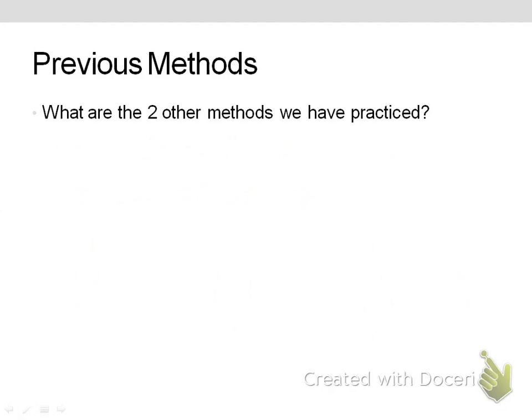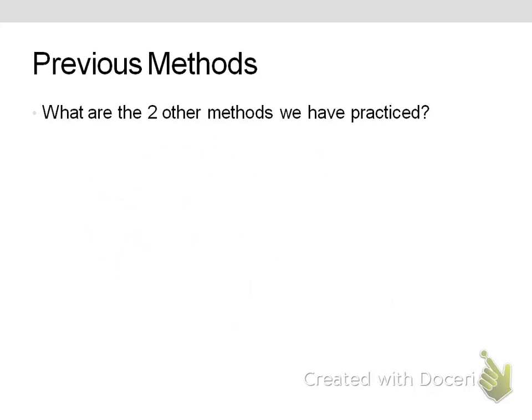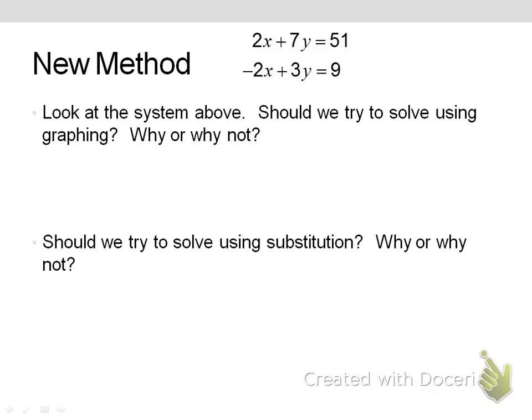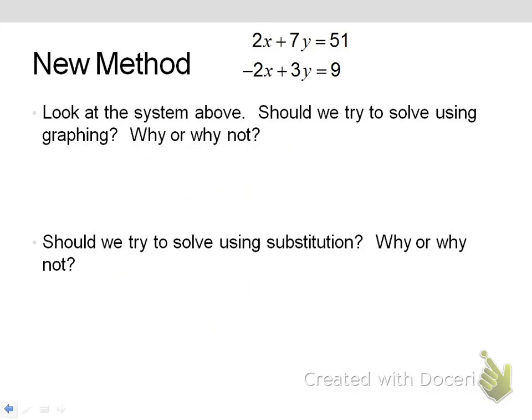Okay, then the other two methods that we have done are substitution and graphing. Those are the two methods we've done previously before this one. Okay, and then looking at this equation right here, why would we not want to do graphing? Because it's not y equals. Also, I can tell by looking at this that the y-intercepts are not whole numbers. So that would be really hard to graph.